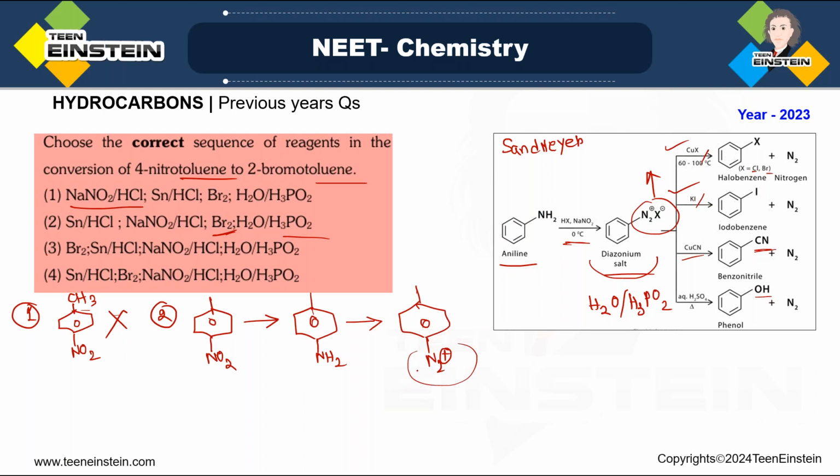Now you can reach the correct answer that way, but that is not the ideal way, because whenever you have formed N2+, this is not very stable. The next reagent must be such that this N2+ should be replaced by some specific group. So that is why this is also not correct.